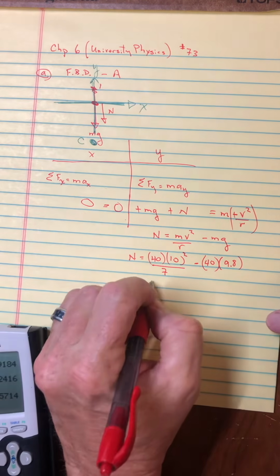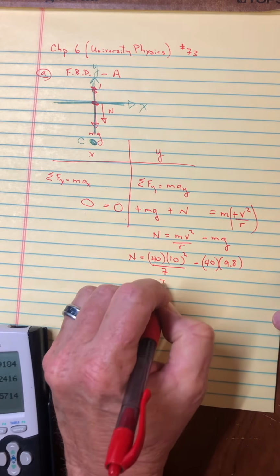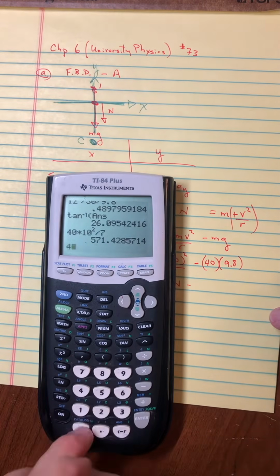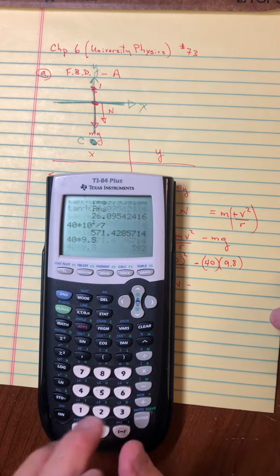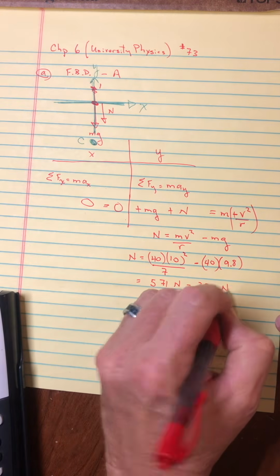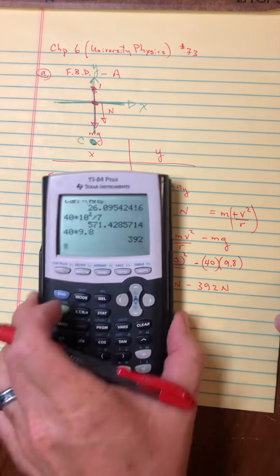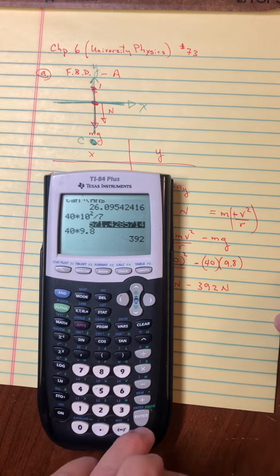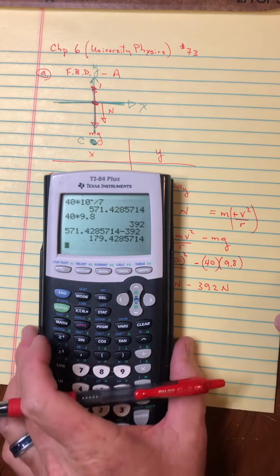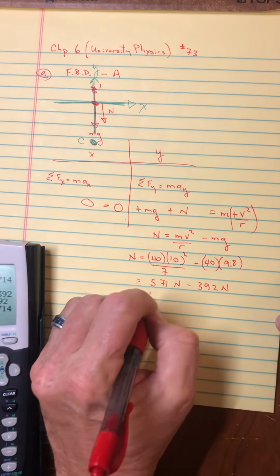And that is 571 newtons, minus 40 times 9.8 is 392 newtons. And so taking that answer and subtracting that answer, I get a difference of about 179.